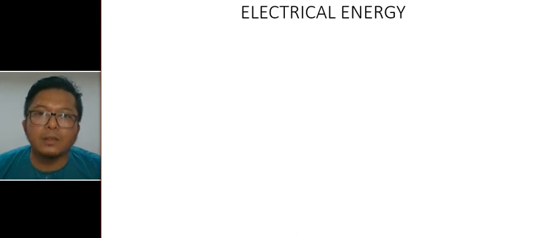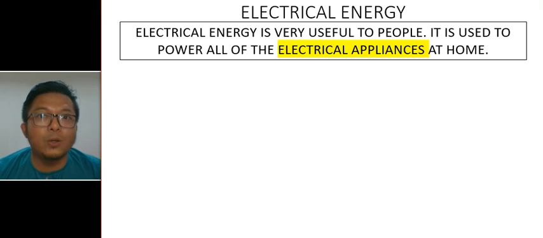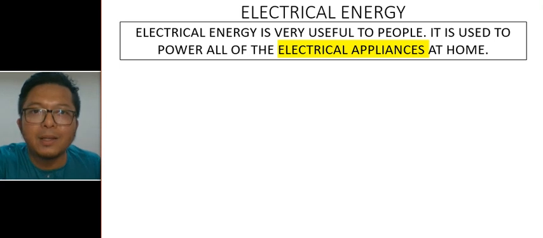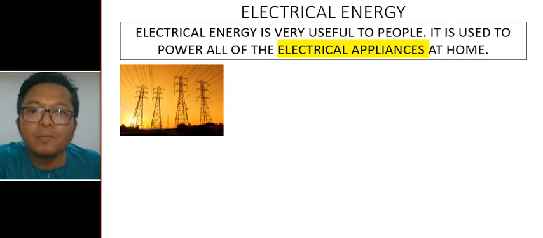Electrical energy. Electrical energy is very useful to people. It is used to power all the electrical appliances at home. What are electrical appliances at home? Do you know what an electrical appliance is? Do you remember? There are many electrical appliances at home. Example: oven, microwave, television, and so on. Let's see here.